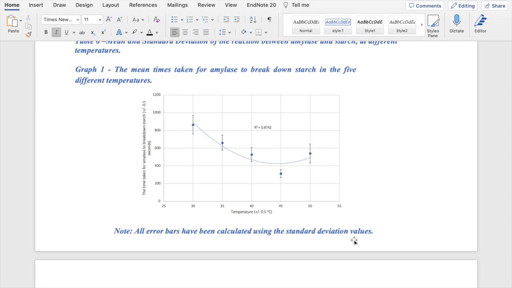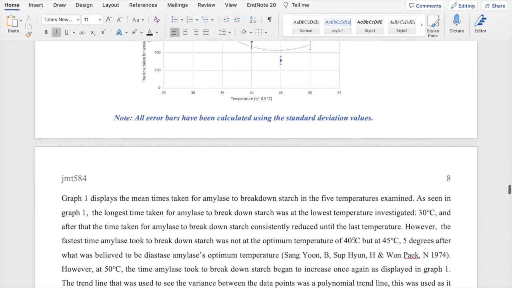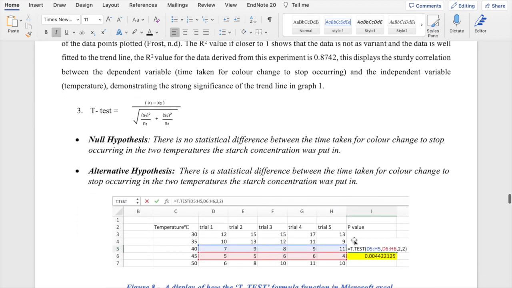So I just talk about my results now. This is just a discussion like you would have done in your other IAs, math IAs, physics IAs, whatever IAs you did. You've got to discuss your results.